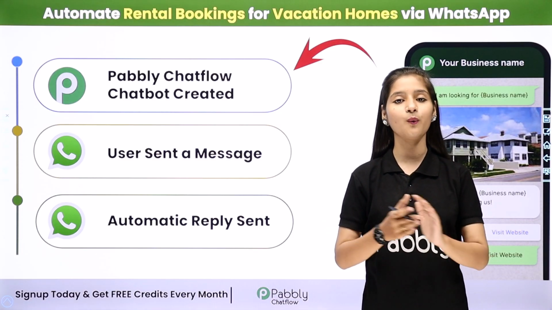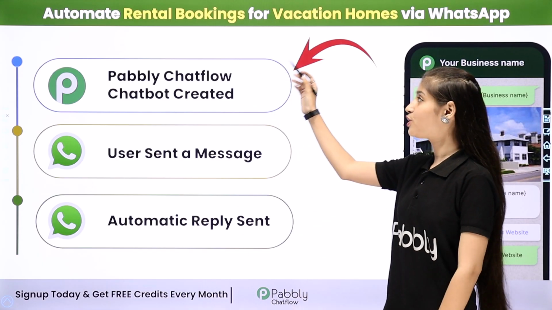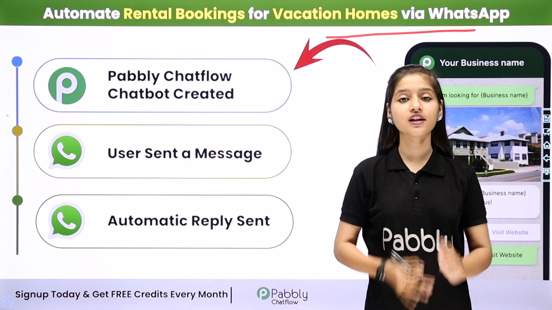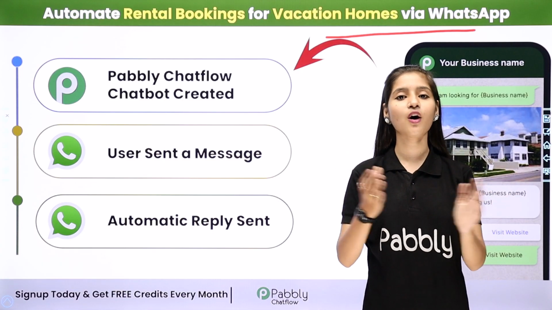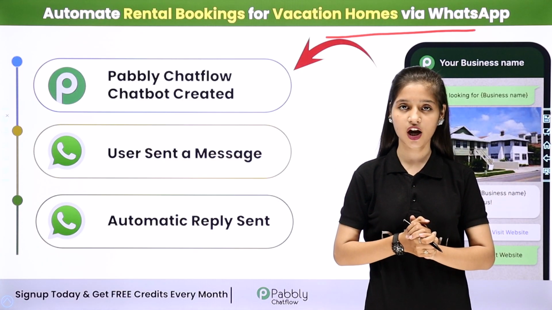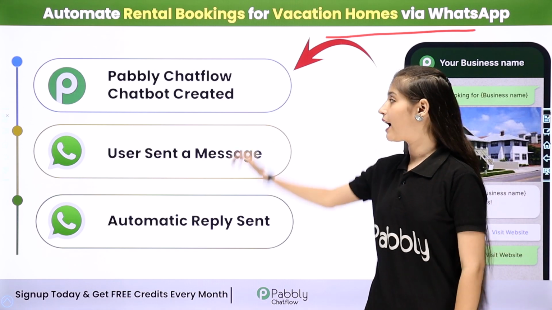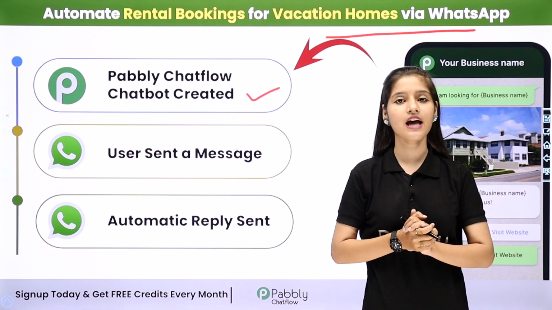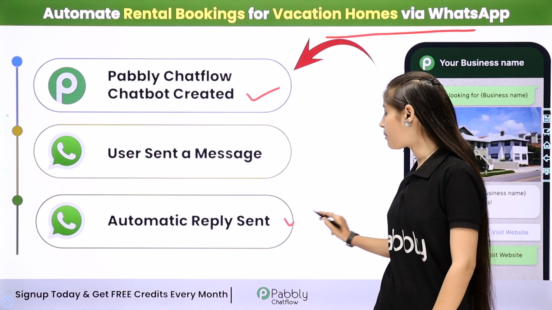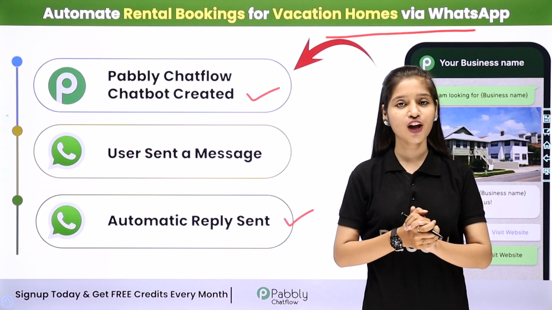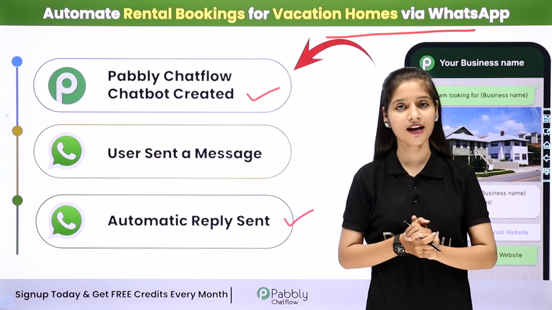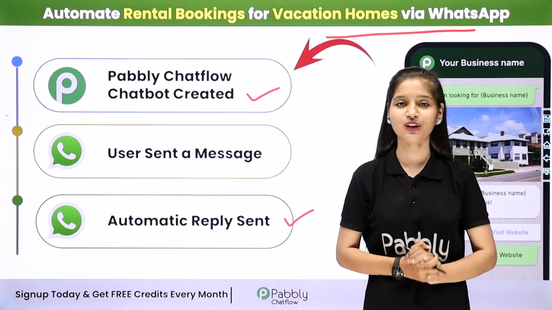In this video, we are going to learn how to automate rental bookings for vacation homes via WhatsApp. And this will be done in just 3 steps. At first, we are going to create a WhatsApp chatbot with the help of Pabbly Chatflow, and whenever your users send a message to your WhatsApp business account, your bot will automatically reply to them. So now, to see the working of this amazing automation and learn the process step by step, let me take you all to my screen.